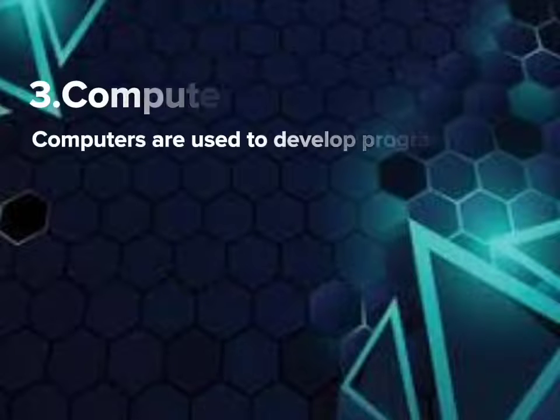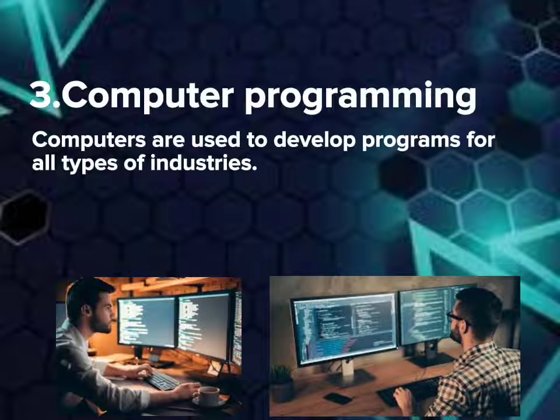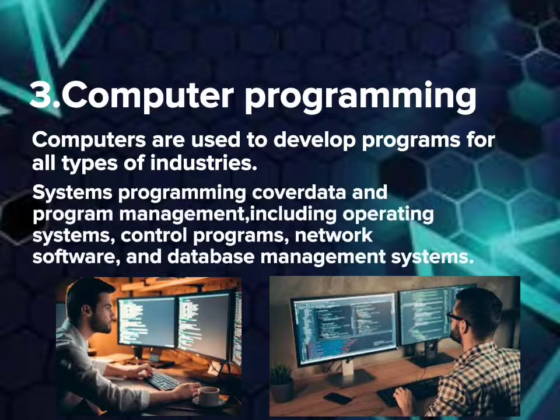And number 3 is computer programming. Computers are used to develop programs for all types of industries. Systems programming covers data and programs management, including operating systems, control programs, network software, and database management systems.